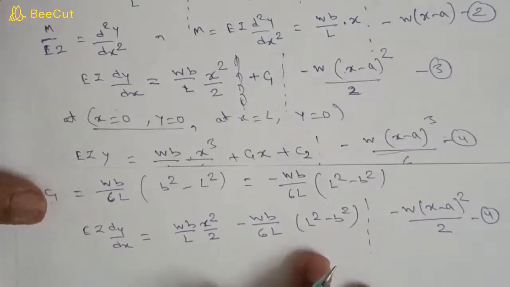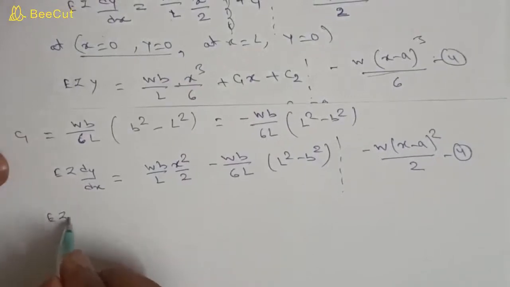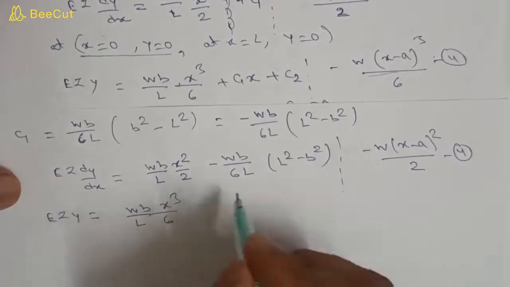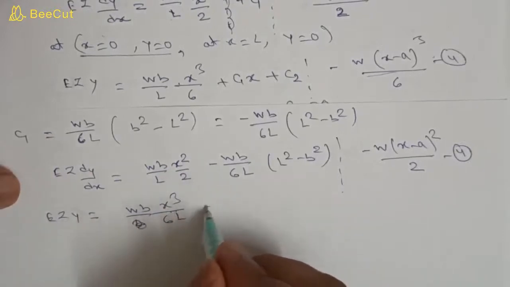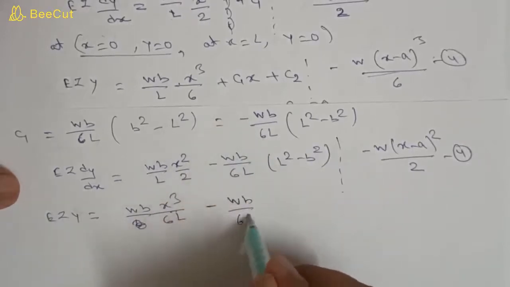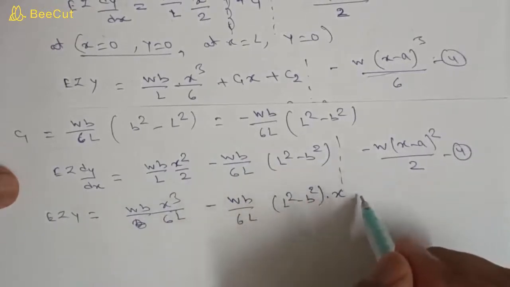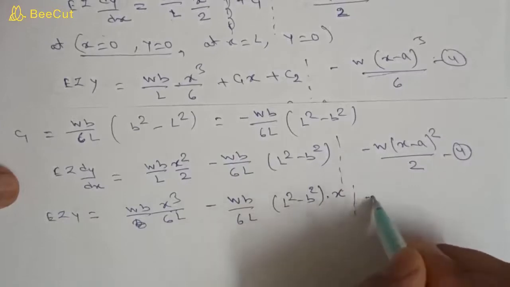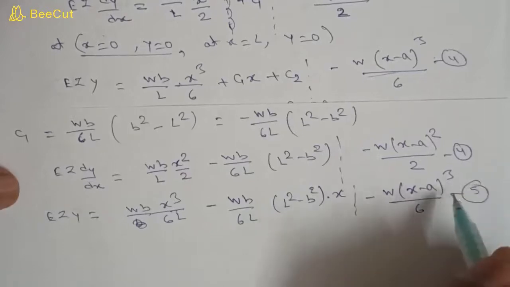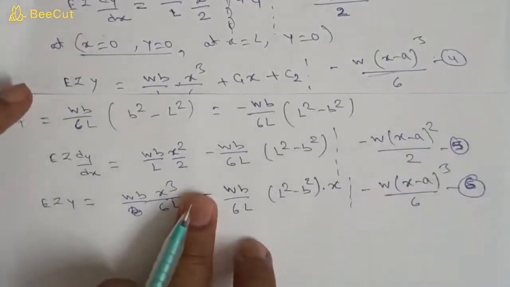This is the equation for slope, and if we put the value of C1 in this, then we will get EIy is equal to WB by 6L x cube plus, sorry, if we put C1, then we will get minus WB by 6L into L square minus B square into x, dotted line, minus W into x minus a to the power cube divided by 6. This is equation number 5, this is equation number 6. So this is the equation for deflection.